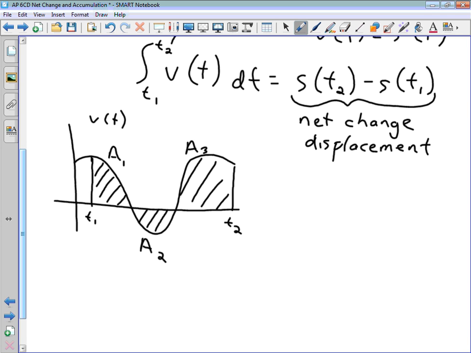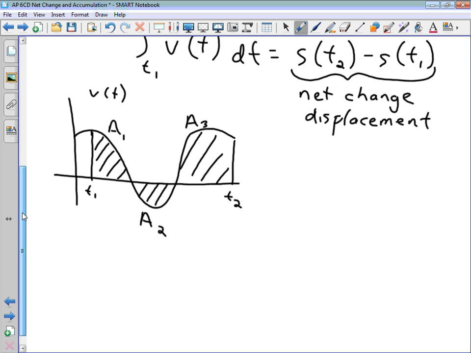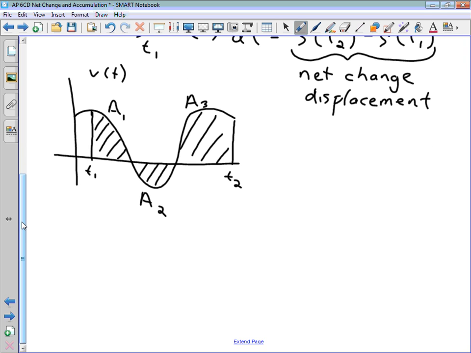And what's going on with our velocity function here? Well, this thing starts off positive, then our velocity goes negative, then it goes back to being positive again. So it kind of changes direction here. If its velocity is positive, it's moving to the right. When it goes negative, it's moving to the left. And then when it goes positive again, it's moving back to the right.